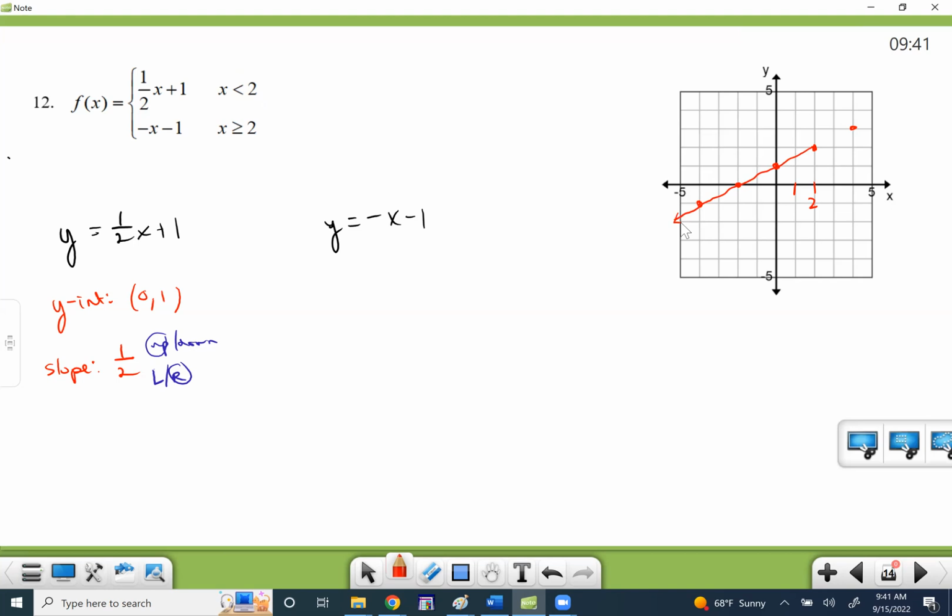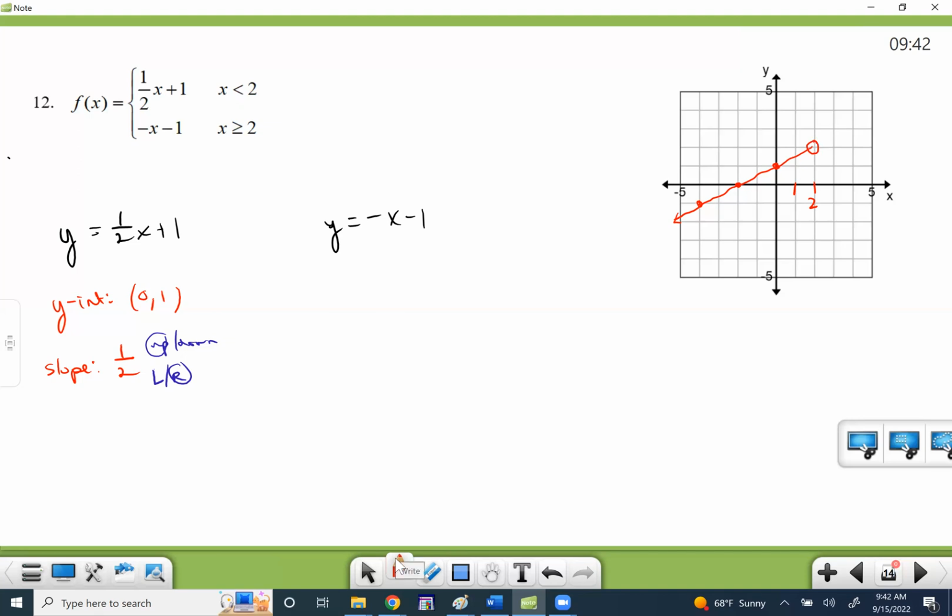And then you have to figure out at the actual point where it ends, so at 2, if you're gonna make a solid dot or an open dot. Whenever it doesn't have an or equal to underneath the inequality, it'll always be an open dot. So I'm going to come in here and I'm going to open up this dot like so. Okay.